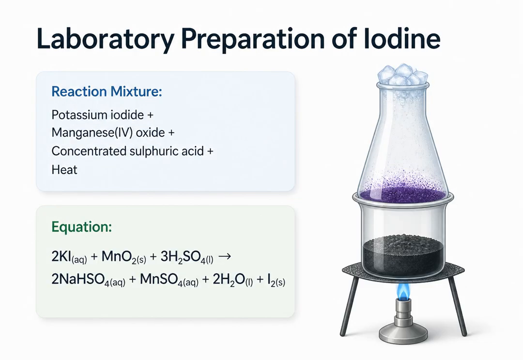For iodine, the preparation method adapts to its unique physical properties. We heat a mixture of potassium iodide, manganese dioxide, and concentrated sulfuric acid in a beaker. Instead of a standard condenser, a round bottom flask filled with cold water is placed directly over the beaker. As the iodine is produced, it turns into a purple vapor and then immediately sublimates, depositing as solid, dark gray iodine crystals on the cold underside of the flask.